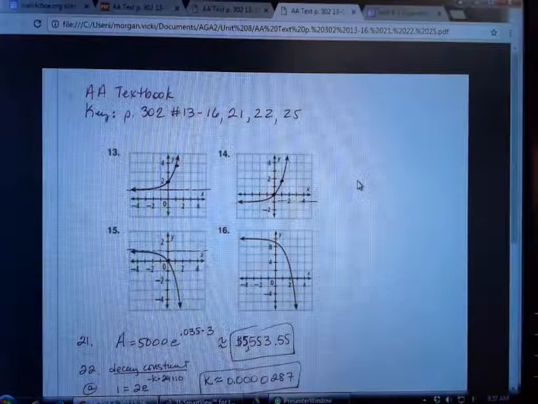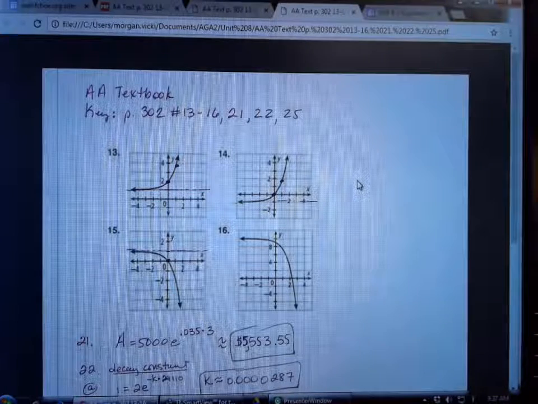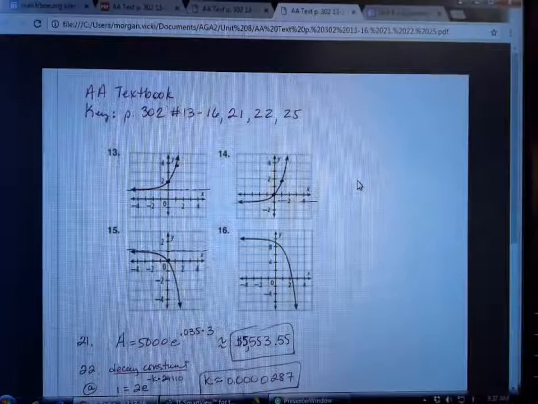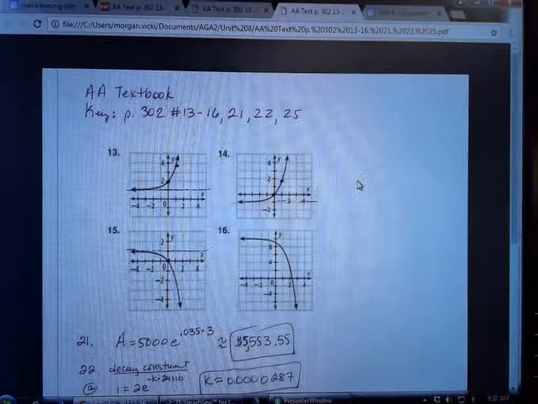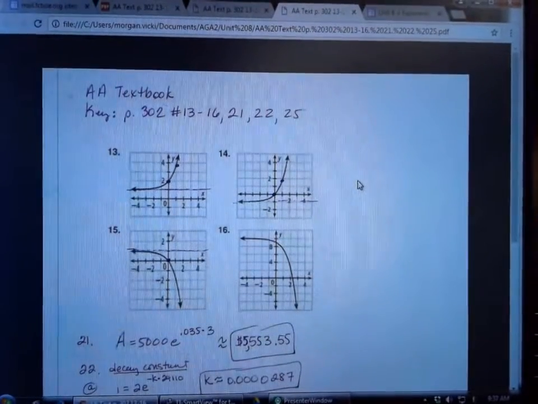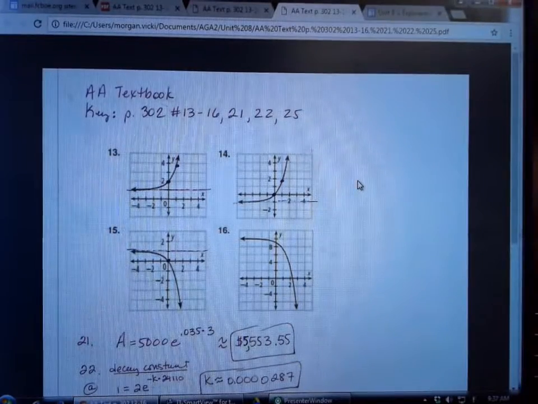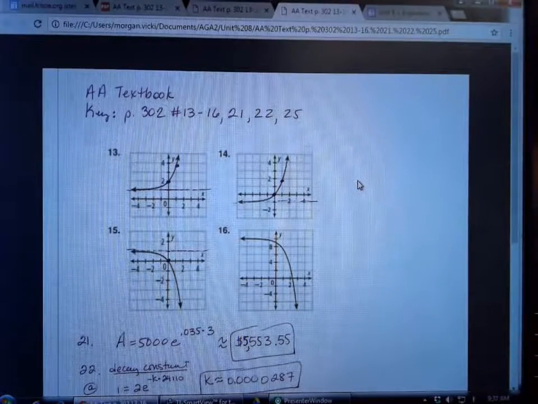Okay, are there questions on that? Yes, Jonathan. Number 16. Okay, so this is number 16, and it is 10 minus e to the x. So if you want to rewrite it in kind of the format we're used to dealing with, you may want to do that.